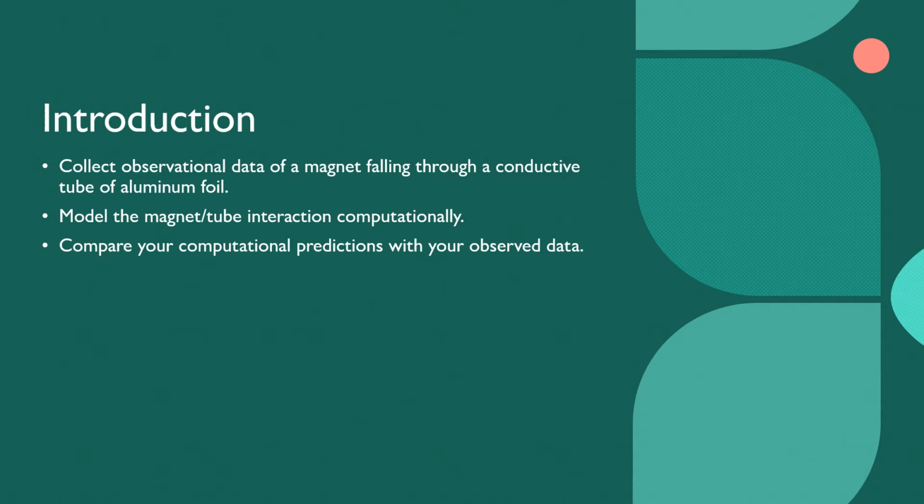In this lab, we want to visualize Faraday's Law by determining the amount of time it would take for a magnet to fall through a tube of aluminum foil. We are also going to create a computational model of this experiment through GlowScript.